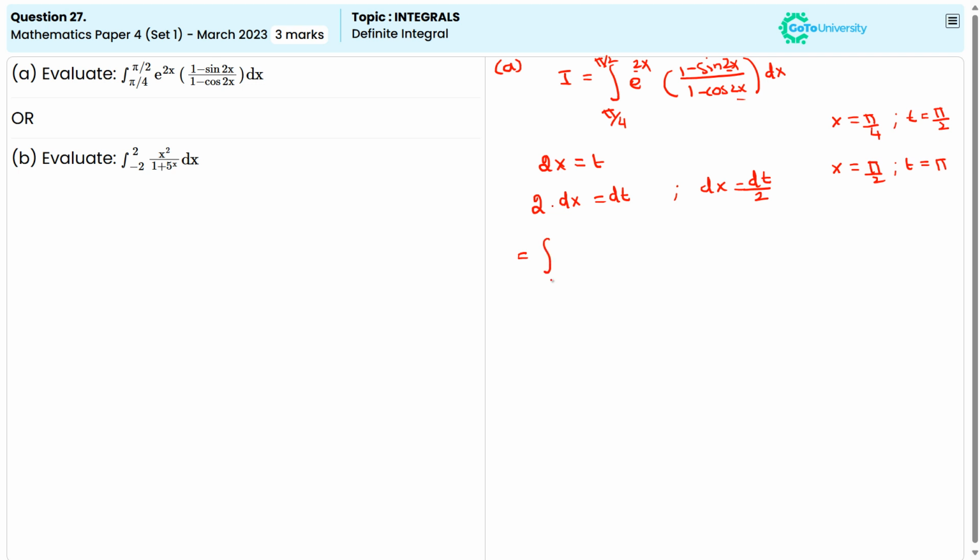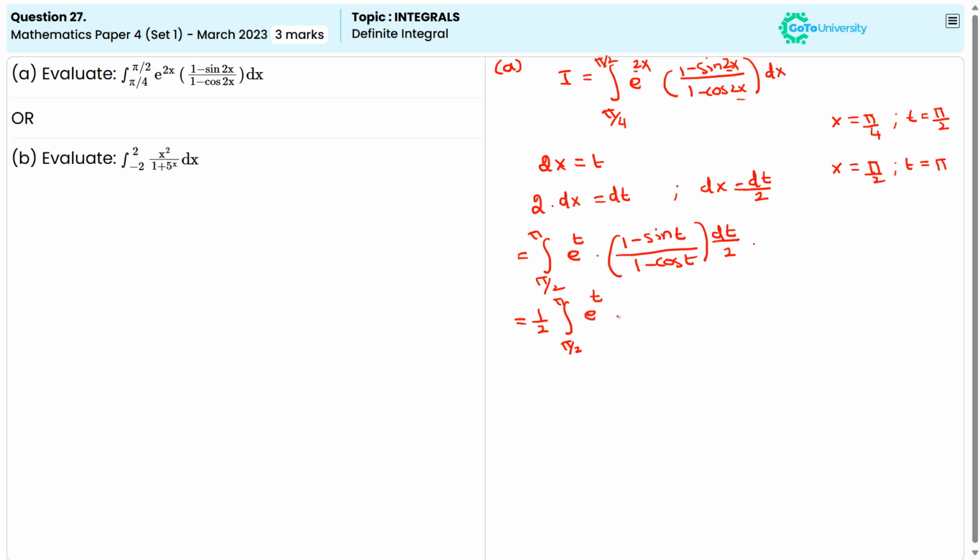Now let us take the integration with limits from pi by 2, because if we take pi by 4, we get pi by 2. So pi by 2 to pi, and e power, instead of 2x we are going to write t. So e power t into (1 minus sine t) divided by (1 minus cos t) into dx, which is nothing but dt by 2. So here we have dx equal to dt by 2. Now we are going to take this 1 by 2 outside. If we take 1 by 2 outside, we get the limits from pi by 2 to pi.